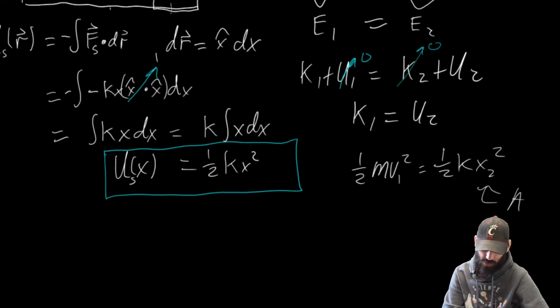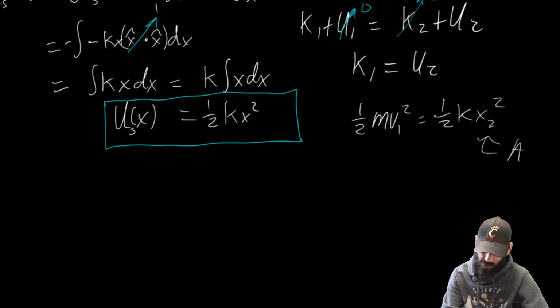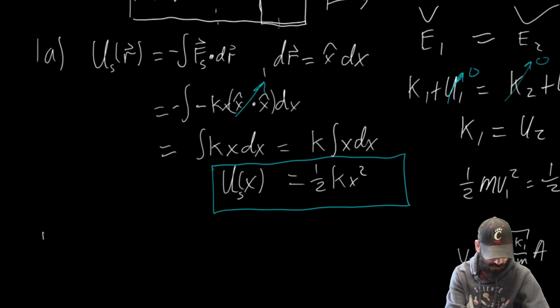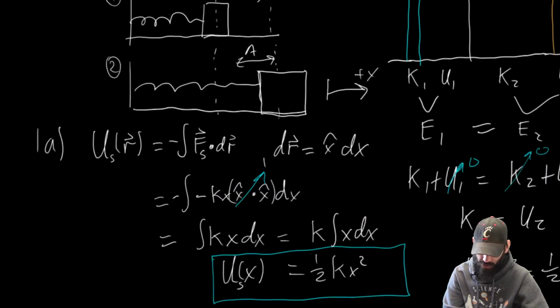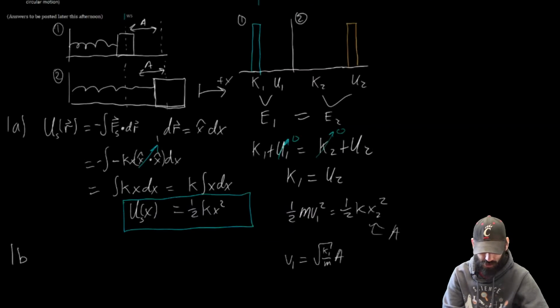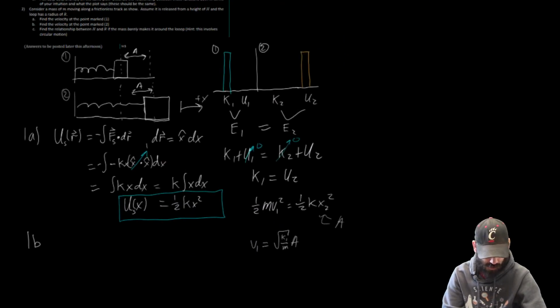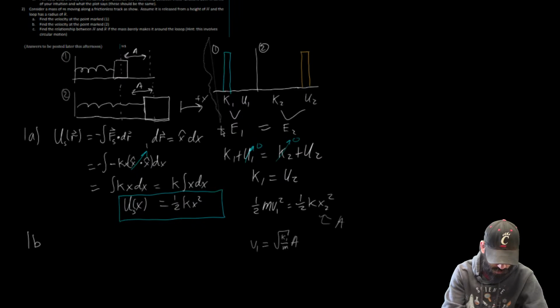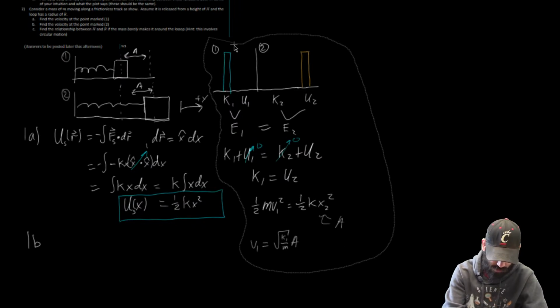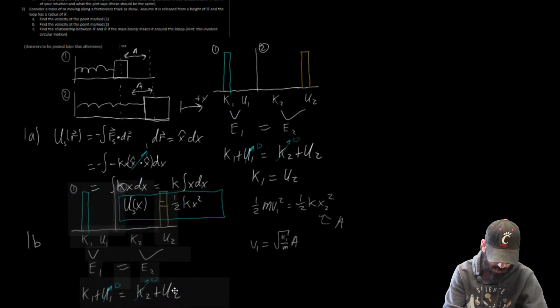x2 is going to be equal to A. And so we just do a little bit of algebra here, and we end up seeing that v1 is going to be equal to the square root of K over m times A. Okay, so that's our question 1B. Okay, so let's grab all this stuff and then move it down here so that we're in the same spot.